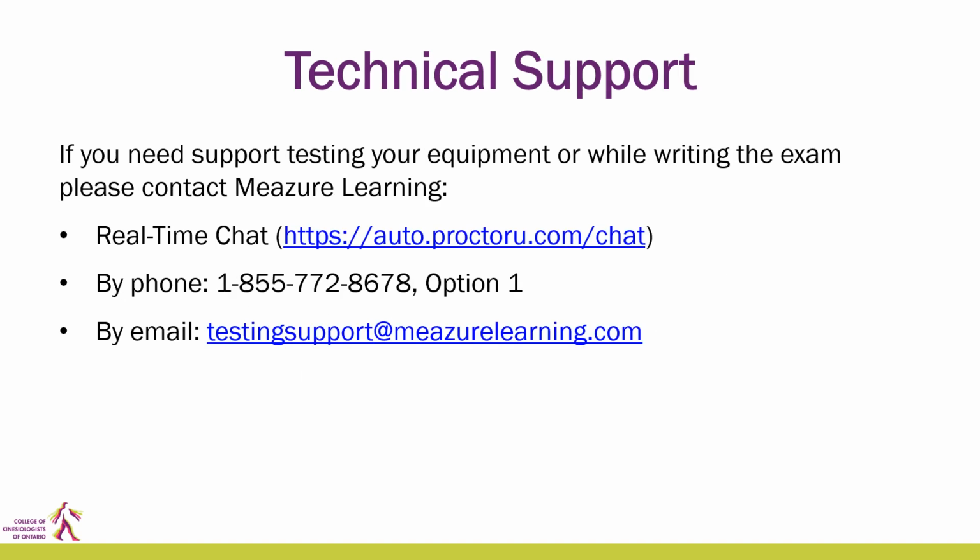If you require support with testing your equipment on the Measure Learning platform, or if you experience technical issues while writing the exam, please contact Measure Learning at the following: through the real-time chat, by phone at 1-855-772-8678 option 1, or by email testingsupport@measurelearning.com.